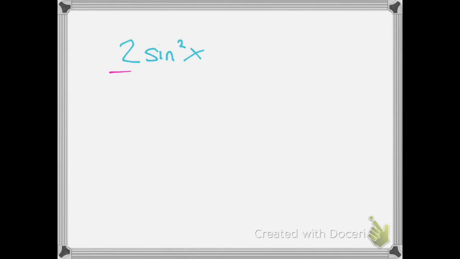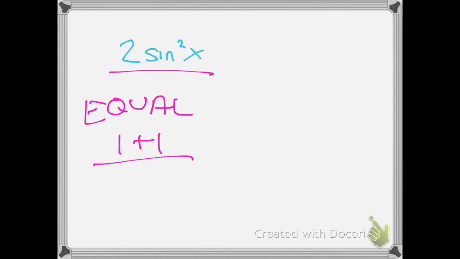Now 2 sine squared x is equal to 1 plus 1 over cosecant squared x, and therefore our identity is true.